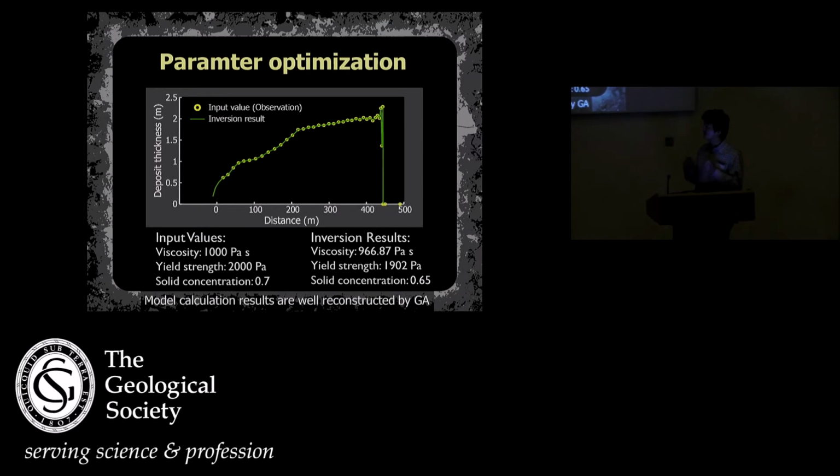Then I found the parameter sets to reproduce this geomorphology by using the genetic algorithm. So this completely matches, and the viscosity is almost 1,000, and the yield strength is slightly lower than the initial values. The solid concentration is also slightly lower, but the initial parameters are approximately reconstructed by this method. So this means if the forward model is correct, we can expect to back-calculate from the natural geomorphology to the rheological parameters of debris flows.